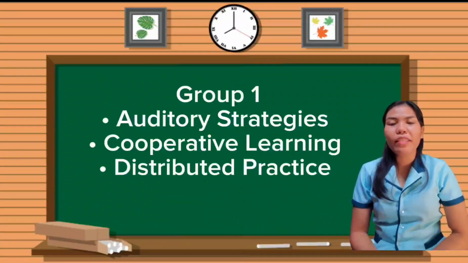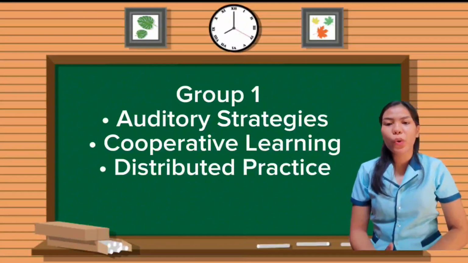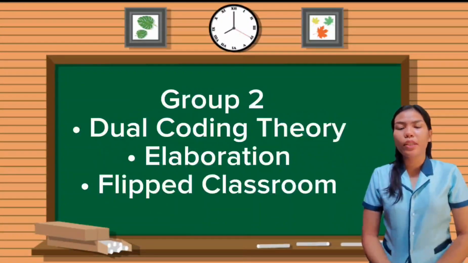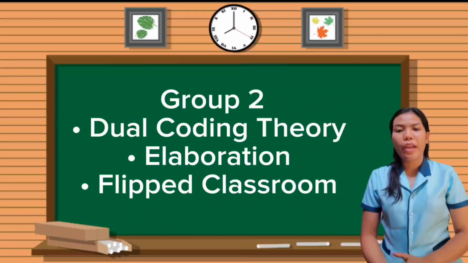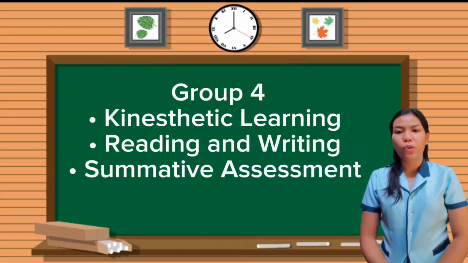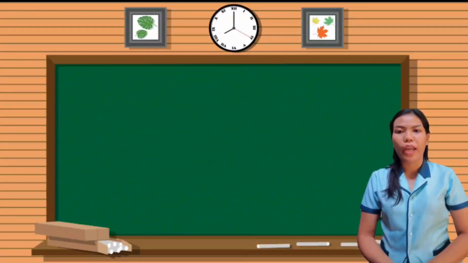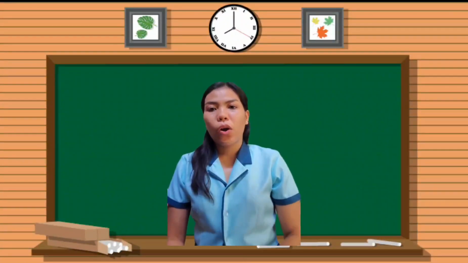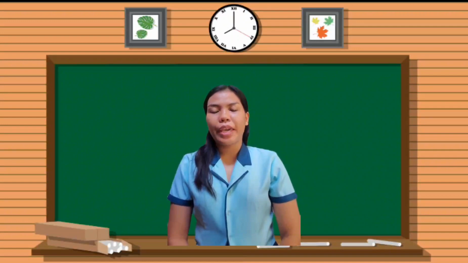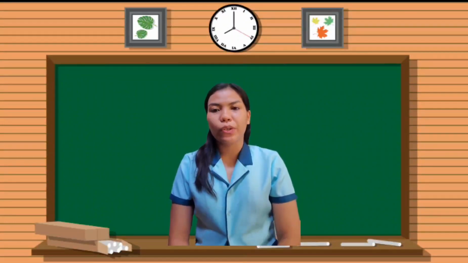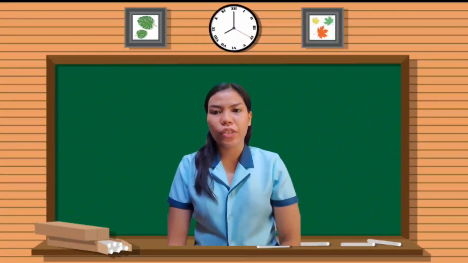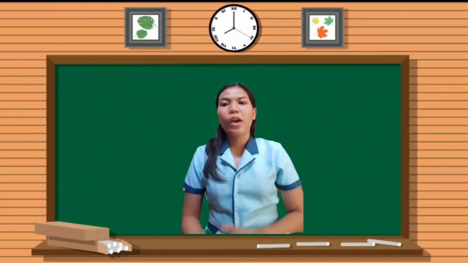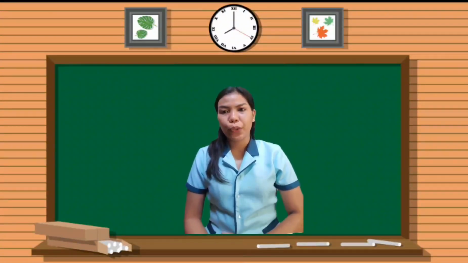Okay, for group 1, these are the strategies that you are going to research. This is for group 2 and for group 3, and also this is for group 4 and for group 5. Okay, class, time's up. May I ask group 1 to present your research or your answers to the class? Okay, let's clap our hands for group 1.